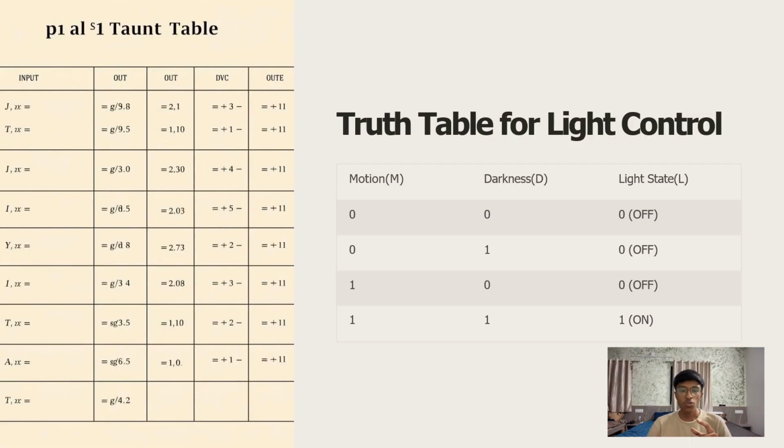Here is the truth table for the light control. When there is no motion and no darkness, the light will be off. When there is no motion but there is darkness, the light will also be off. When there is motion but no darkness, the light will also be turned off, and the light will only be turned on when there is both motion and darkness.